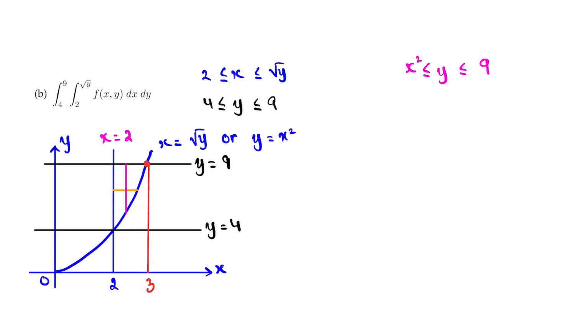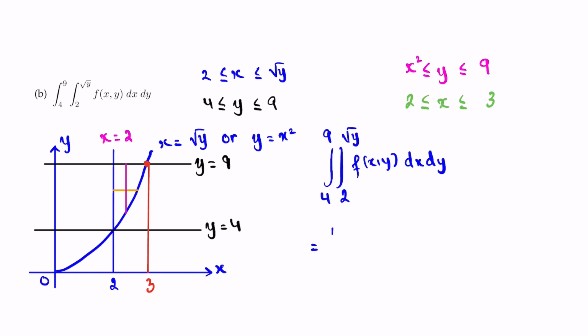And we can get that by solving the intersection between the two functions, y equal to 9 and y equal to x squared. And you're going to get that x equal to 3 is one of the options. If you consider x equal to negative 3, it's not part of the region under consideration. So x in this case is going to be between 2 and 3. The double integral of the function f of xy dx dy, for x running from 2 to square root of y and y running from 4 to 9, we're going to change to the order of integration f of xy dy dx, for y running from x squared to 9 and x running from 2 to 3.